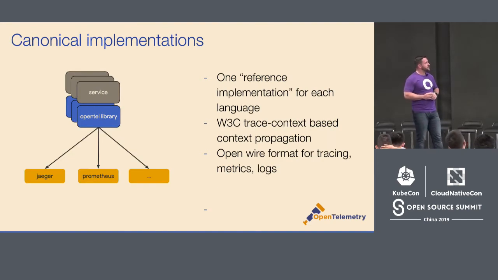From an implementation standpoint, the goal is to provide one reference implementation for every language. The first version of OpenTelemetry, which will be coming out later this year, I'll talk about that in a minute, will focus on 5 primary languages. I'll try to get them right. Go, Node, Python, Java, and .NET. There we go. Second time and I got it.